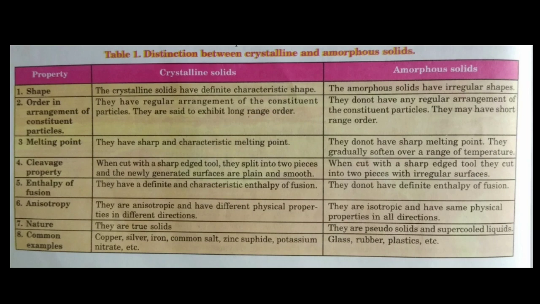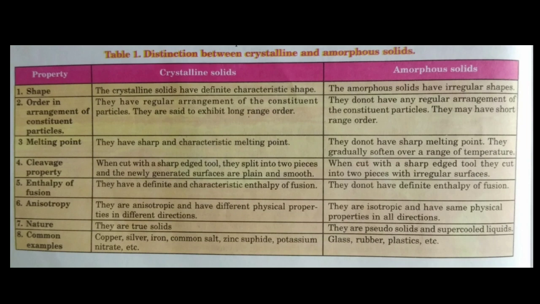Okay, so isotropic or anisotropic. Isotropic means having similar physical properties in every direction, whereas anisotropic means having different physical properties in different directions. The next one is the nature. Crystalline solids are true solids, whereas amorphous solids are pseudo-solids and supercooled liquids.